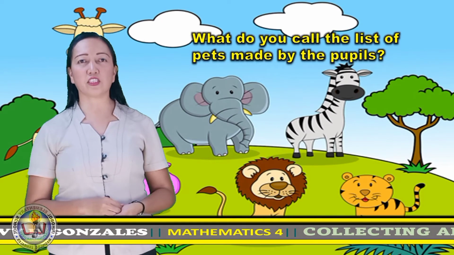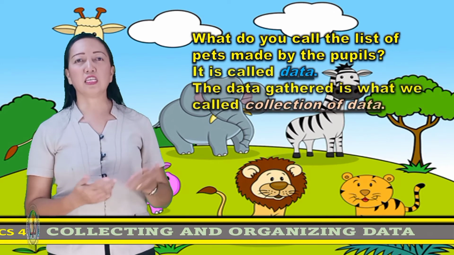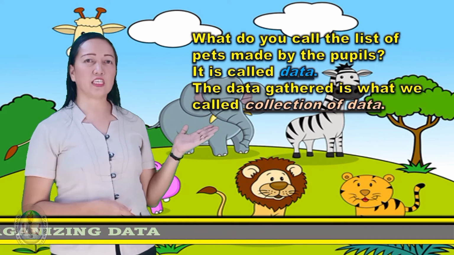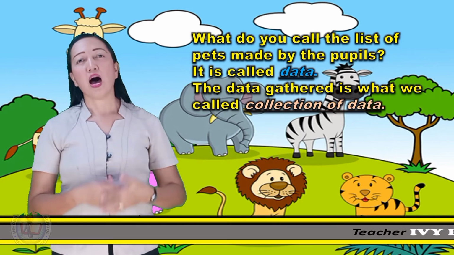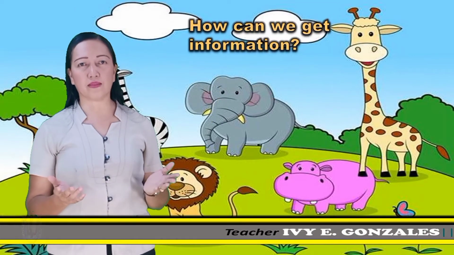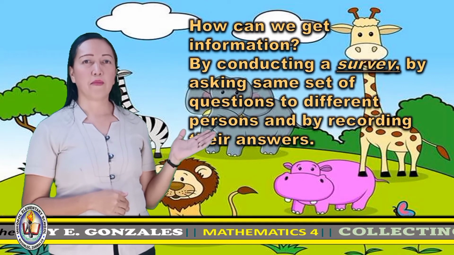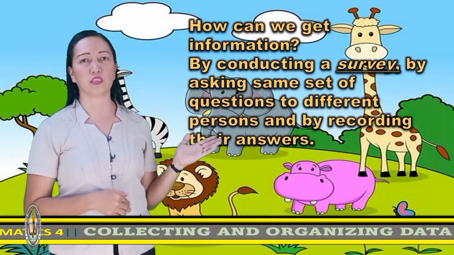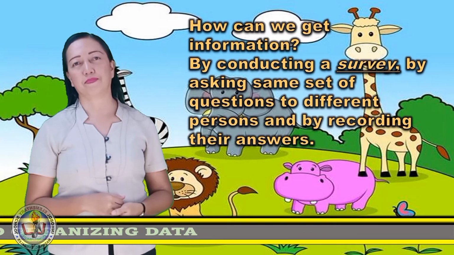What do you call the list of pets made by the pupils? It is called data. The data gathered is what we call collection of data. How can we get information? By conducting a survey, by asking the same set of questions to different persons, and by recording their answers. Let us continue to what's more.